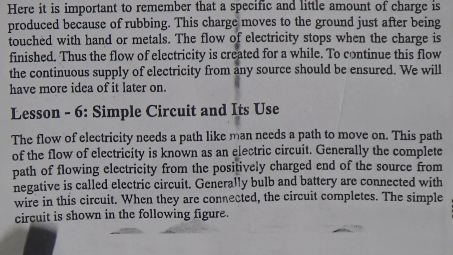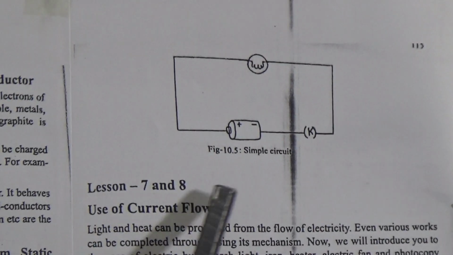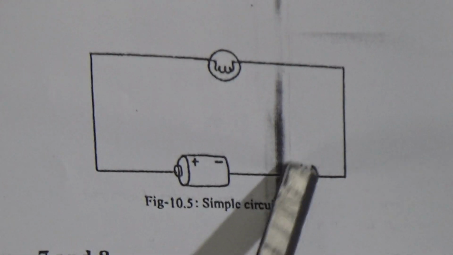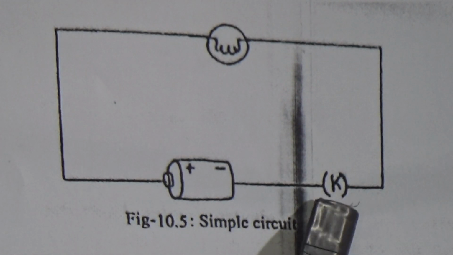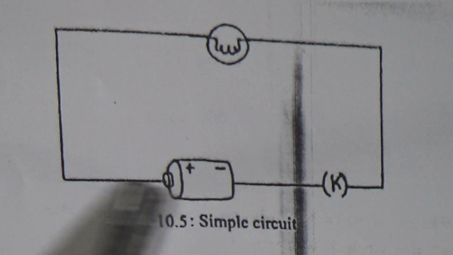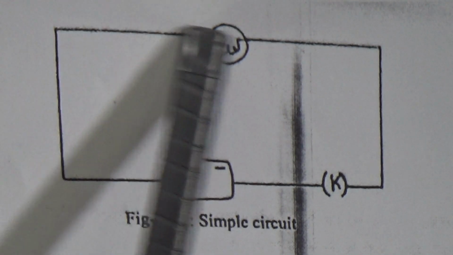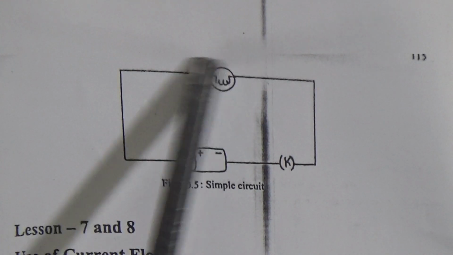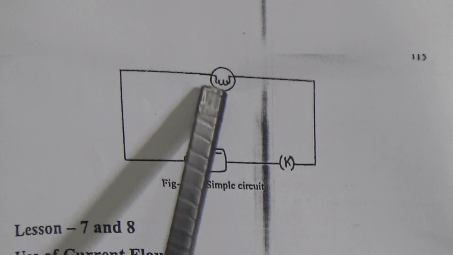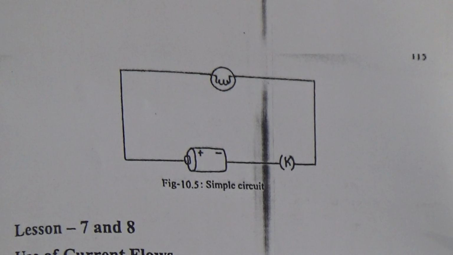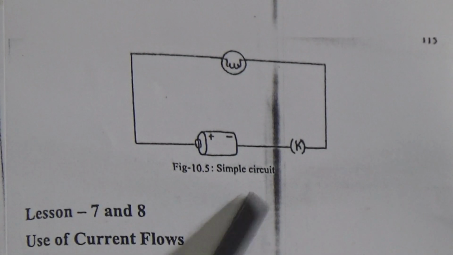The simple circuit is shown in the following figure. Here is a figure, you can see. This is a simple circuit and this is a key. When we switch on the key, electricity flows from this battery to the bulb. Then this bulb will give us light and heat. And this is a simple circuit.